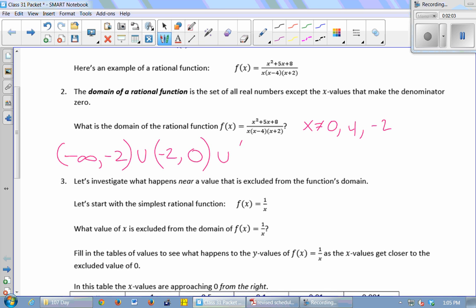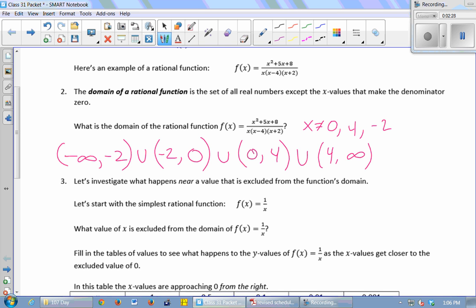And then union that with 0 to 4. Don't include either. And then union that with 4 to infinity. Good. All right, so there are 3 x values that we have to exclude from the domain.